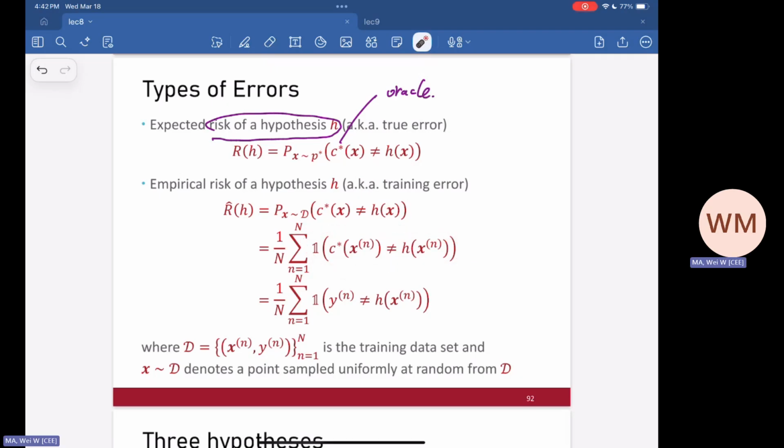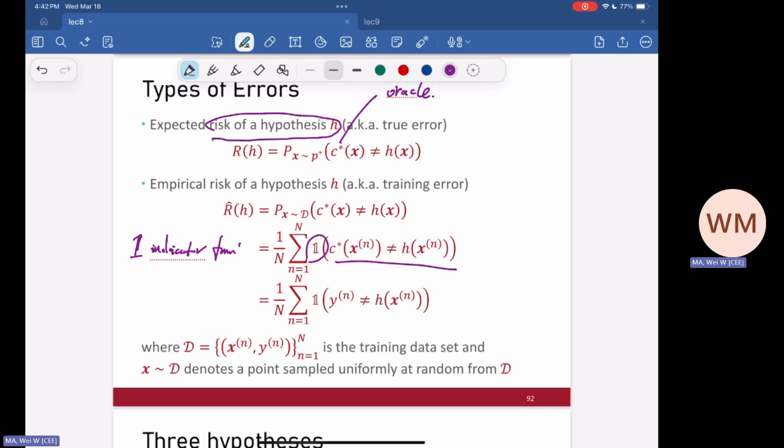Okay, so this 1, do you know this notation? This we call an indicator function. It's basically if the statement inside holds, it's 1. If it doesn't hold, it's 0. An indicator function gives a statement inside, and if the statement is correct, then it's 1. If the statement is wrong, it's 0.